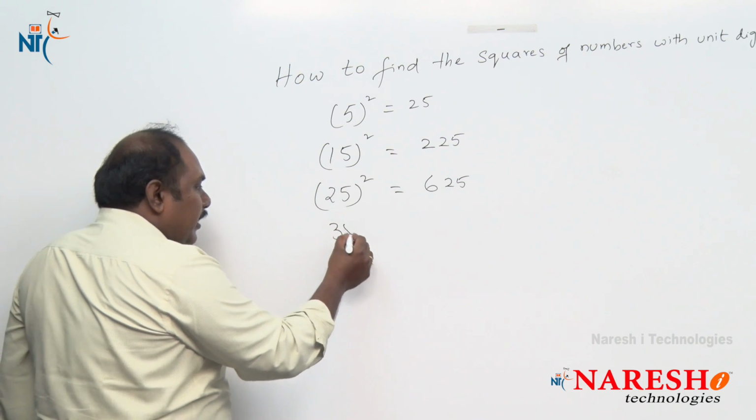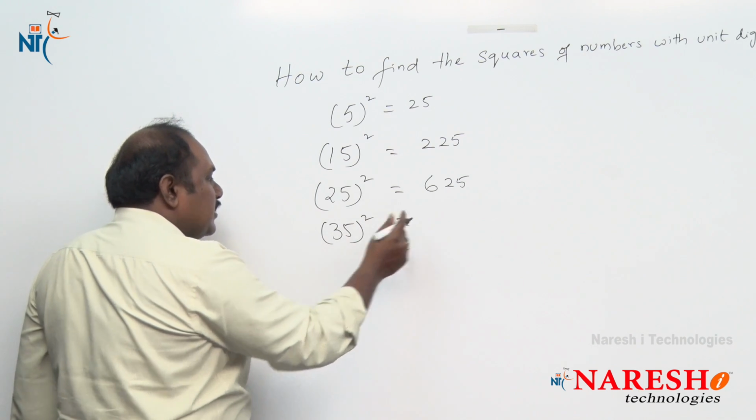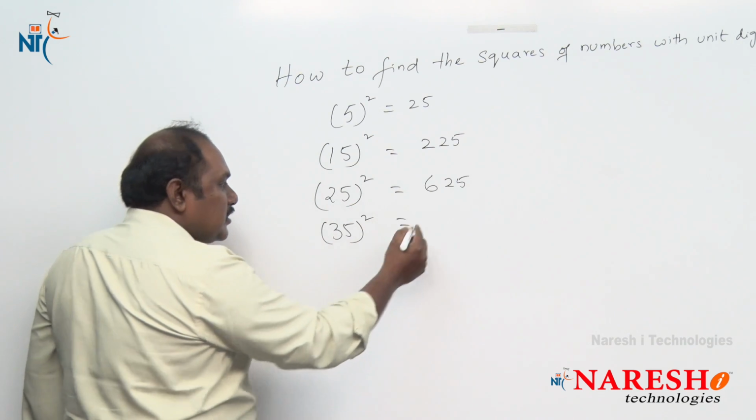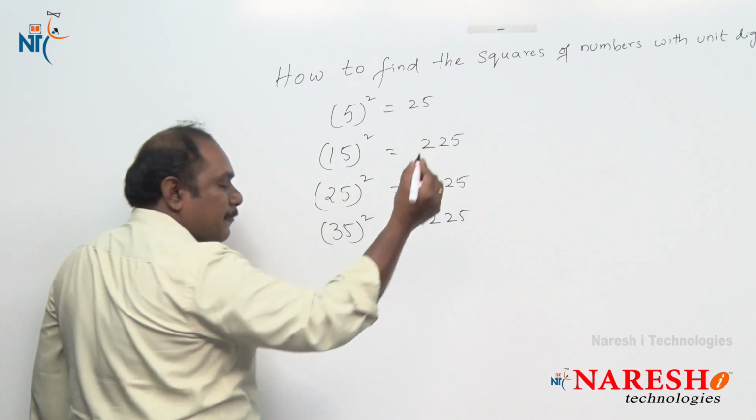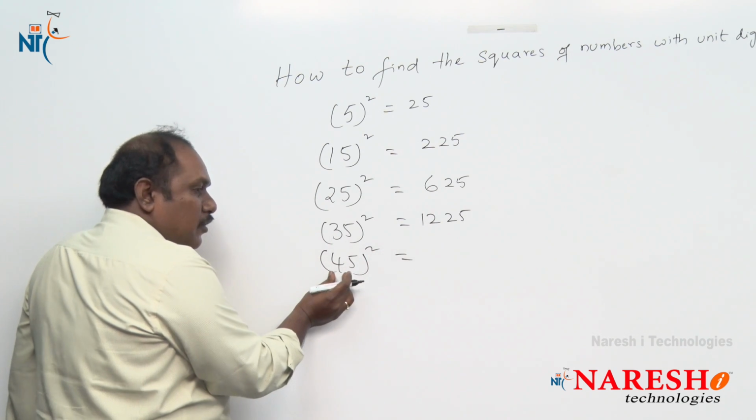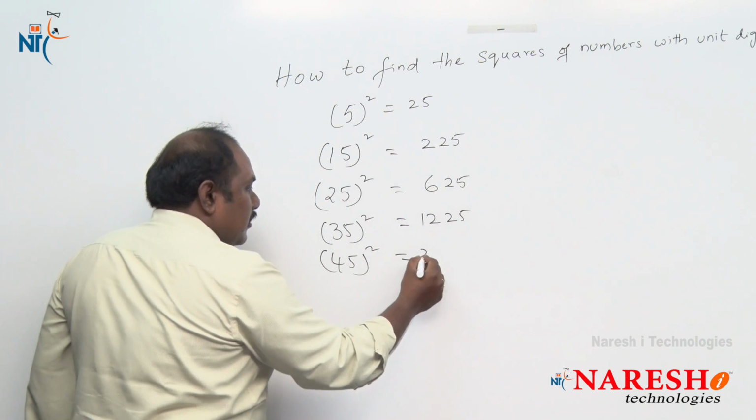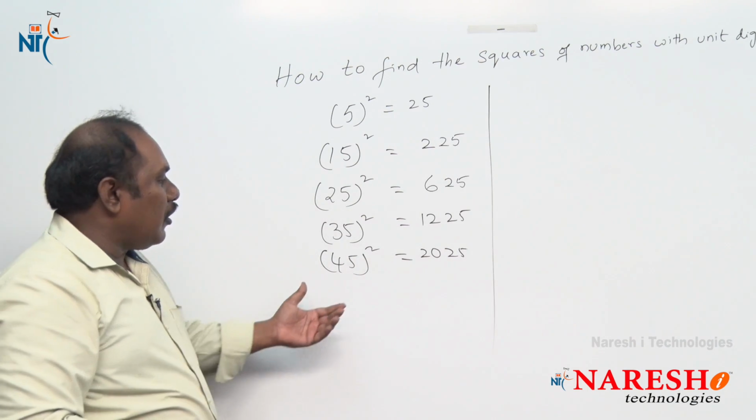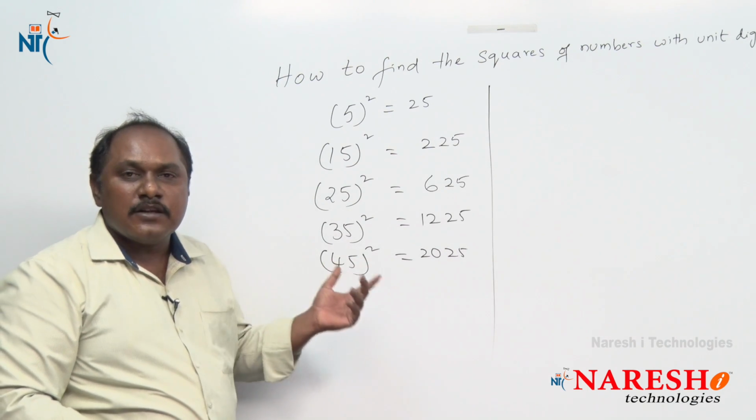I want to find out 35 square. I'll start from the beginning now. 3 into 4. 3 into 4 is 12, 25. 45 square. 4 into 5, 20, 25. 2025. So like this you can find the squares of all the numbers whose unit digit is 5.